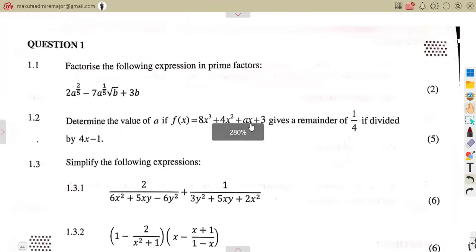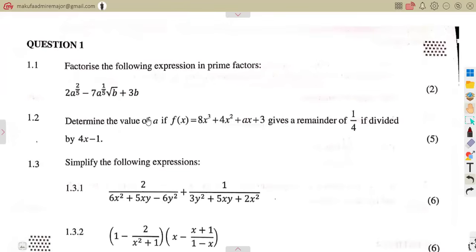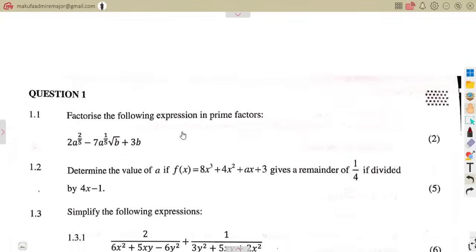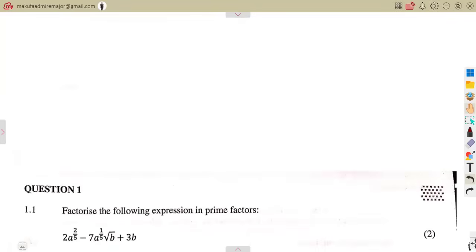Question number one, we are given: factorize the following expression in prime factors. These are normal expressions that we are used to, but the way they present them now, you think, what is happening here? Okay, let's see how we're supposed to factorize this expression. That is 1.1. There are so many different approaches that you can attempt.